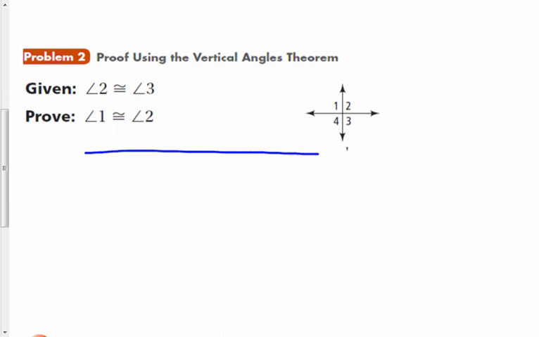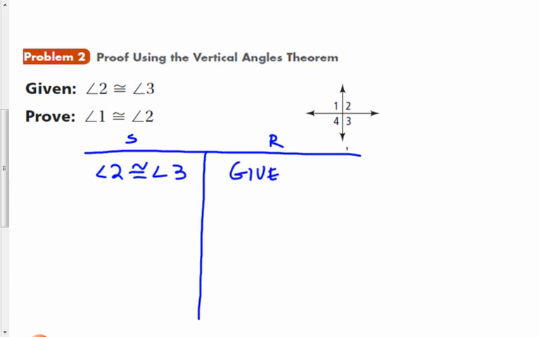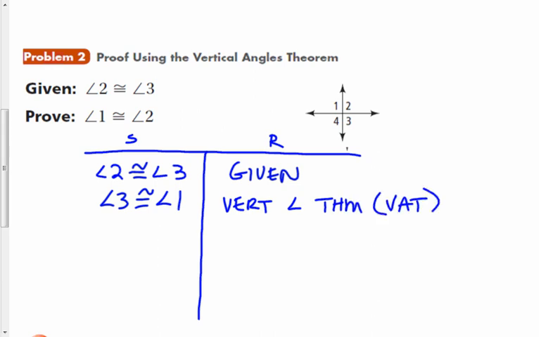So I'm going to make 2 columns, one side for my statement, the other side for my reason. And usually your first step is the given. Angle 2 is congruent to angle 3. Sometimes not, but usually. Now I'm going to say angle 3 is congruent to angle 1, and that is because they are vertical angles. So it's the vertical angle theorem, soon to be known as that. And then now I'm going to say angle 1 is congruent to angle 2.